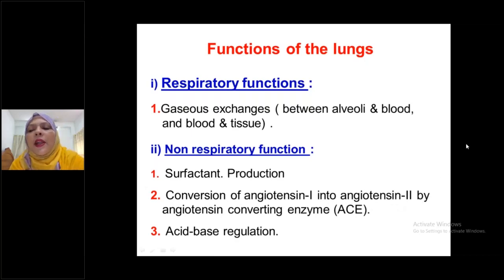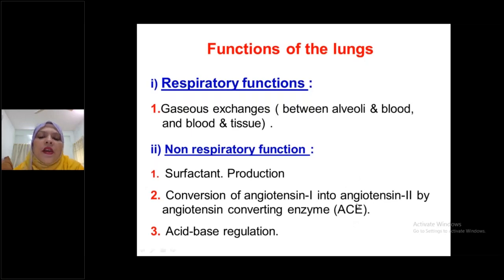Already in cardiovascular physiology, in blood pressure regulation, that is in the renin-angiotensin mechanism, we discussed that angiotensinogen, which comes from the liver, is converted to angiotensin 1 in the presence of renin. Then this angiotensin 1 is converted to angiotensin 2 by angiotensin converting enzyme. This is the real thing.